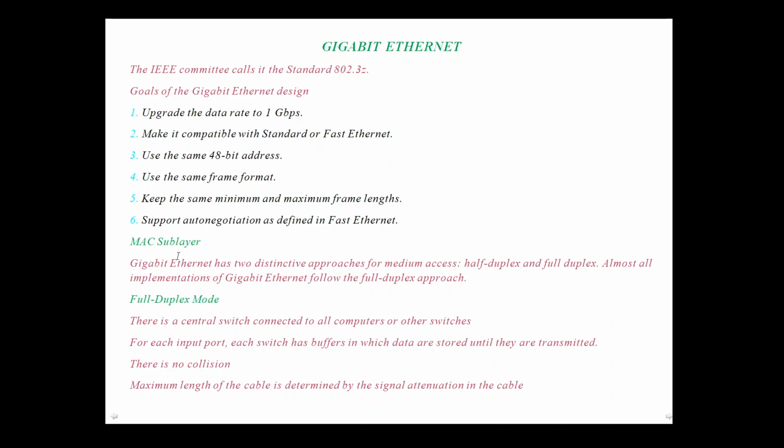For medium access, gigabit Ethernet has two approaches. One is half duplex and another is full duplex. But most implementations of gigabit Ethernet follow the full duplex approach. In full duplex mode, there is a central switch connected to all computers or other switches. Each switch has buffers in which data can be temporarily stored until it is transmitted, and there will be no collision. The maximum length of the cables is determined by signal attenuation in the cable.